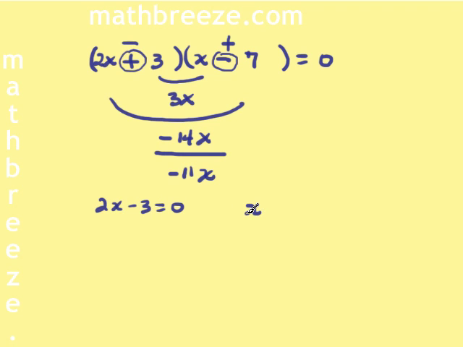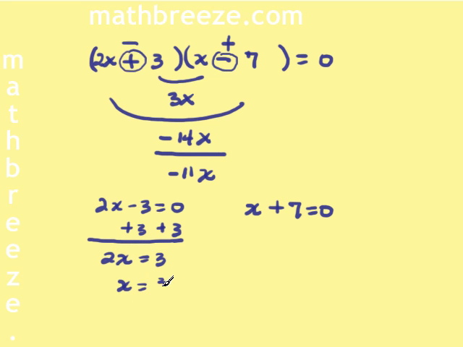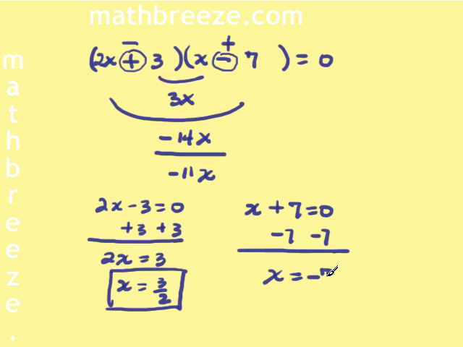So now we're up to the step where we set each factor equal to 0 and solve. Add 3, 2x is equal to 3, and divide by 2, and we have x is equal to 3/2. So that's one solution. Here subtract 7, and we have x is equal to -7.